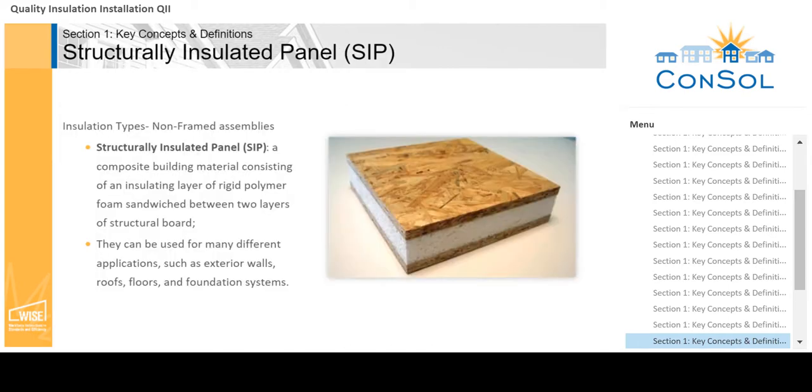Structurally insulated panels, or SIPs, are a composite building material consisting of an insulating layer of rigid polymer foam sandwiched between two layers of structural board. They can be used for many different applications, such as exterior walls, roofs, floors, and foundation systems. Extra planning must be done for the routing of wiring and plumbing around or through the SIPs panels.